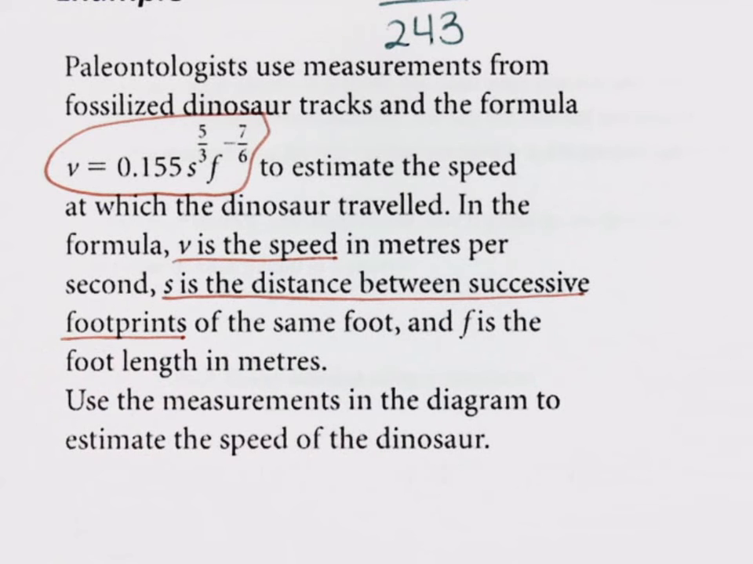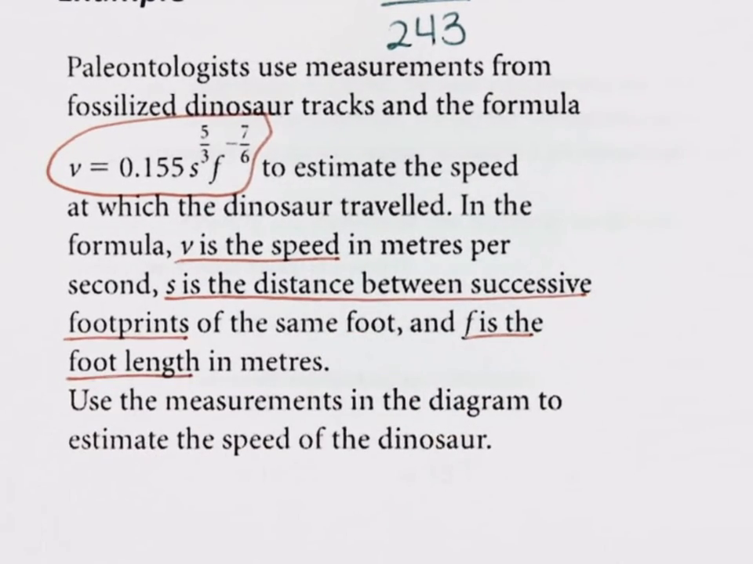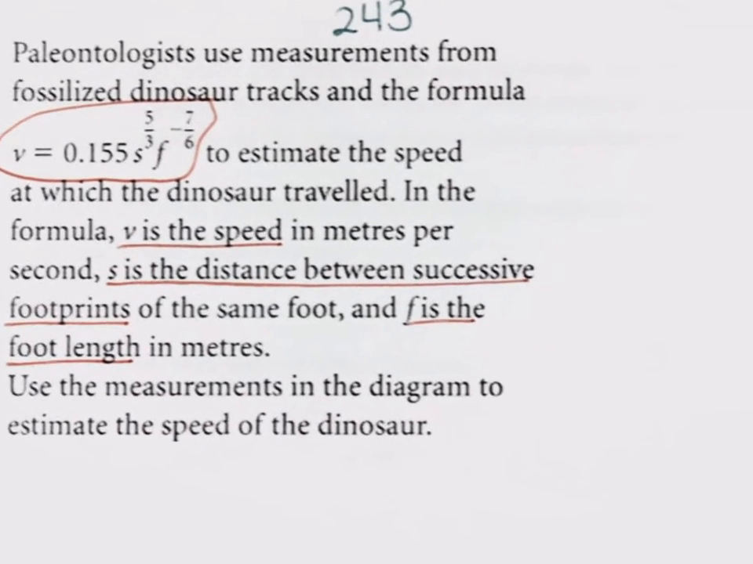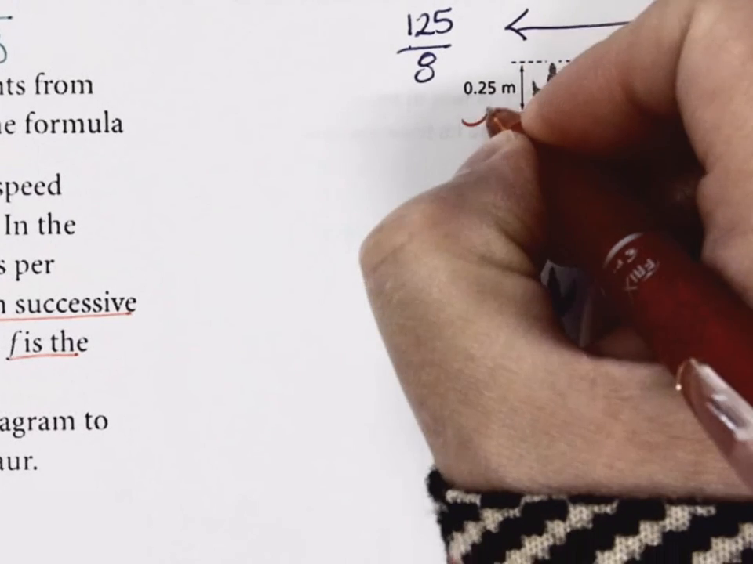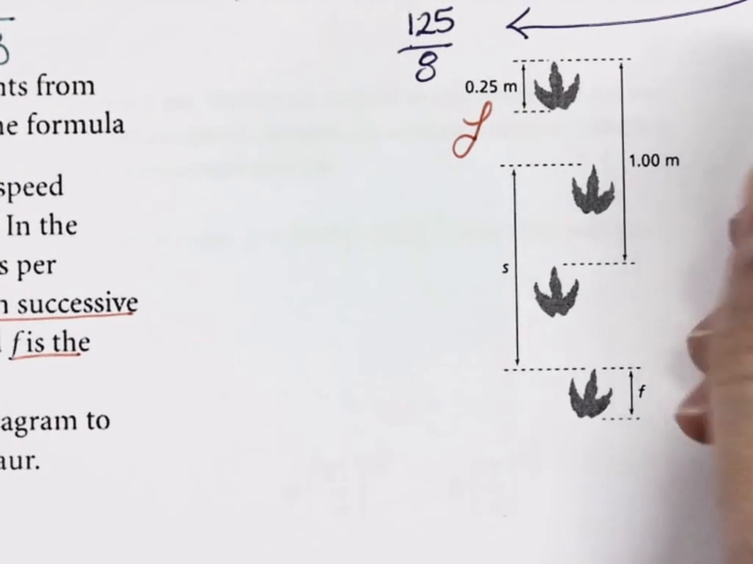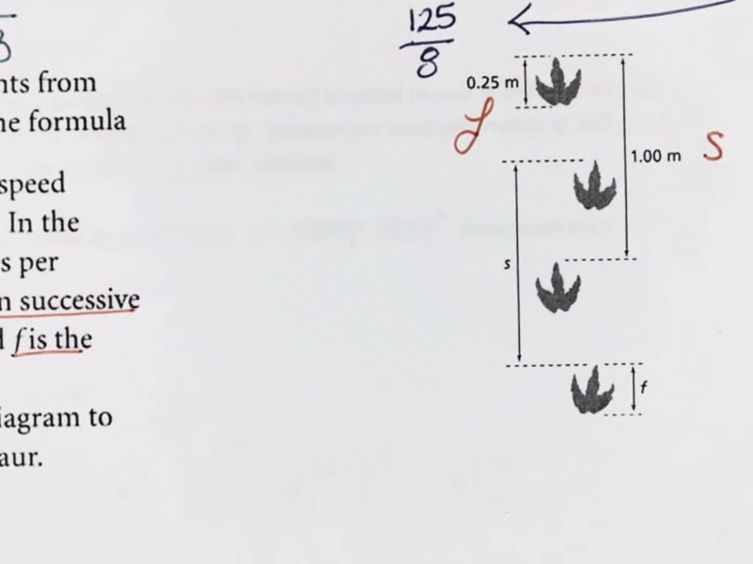So what does successive mean? One after the other, right? And F is the foot length in meters. So F is the foot length. Use the measurements on the diagram to your right to estimate the speed of this particular dinosaur. So the foot length is F, and this 1 meter here would be your S value.